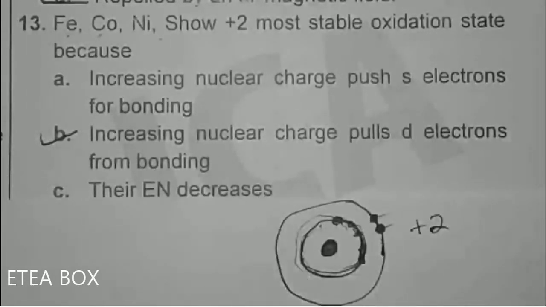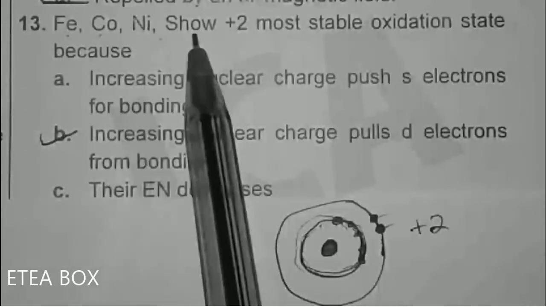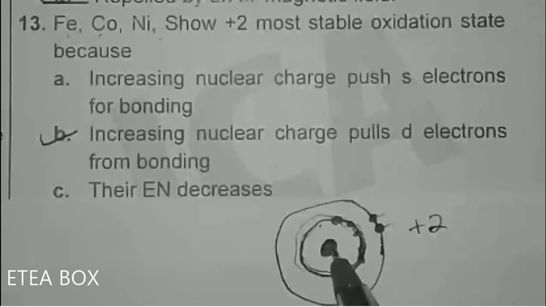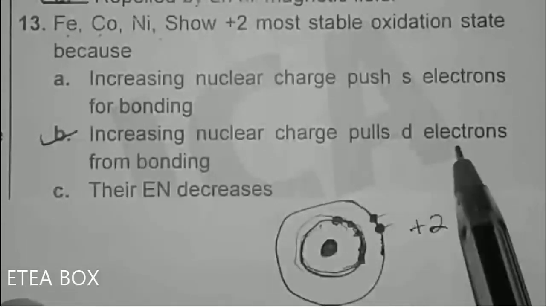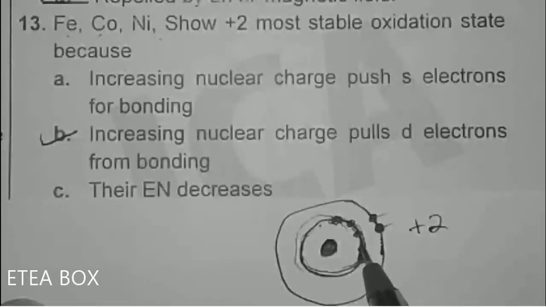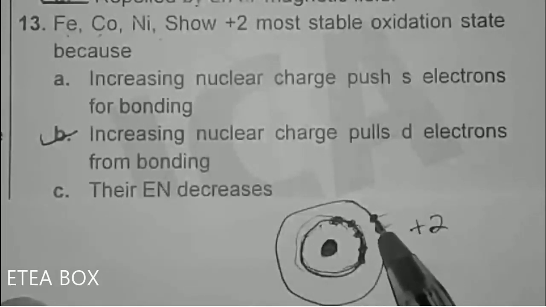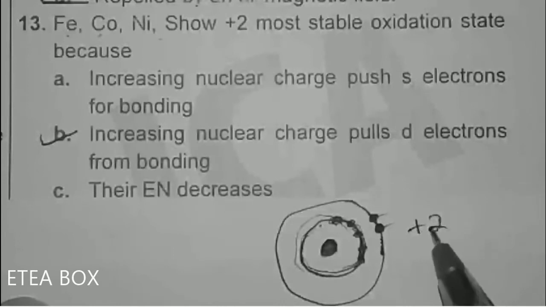Now look at the MCQ. Iron, cobalt, nickel show +2 as the most stable oxidation state because the increasing nuclear charge pulls the d electrons towards itself, and it prevents the d electrons from bonding. That's why only the s orbital electrons take part in the bond formation process, and thus it gains +2 charge. So here option B is correct.